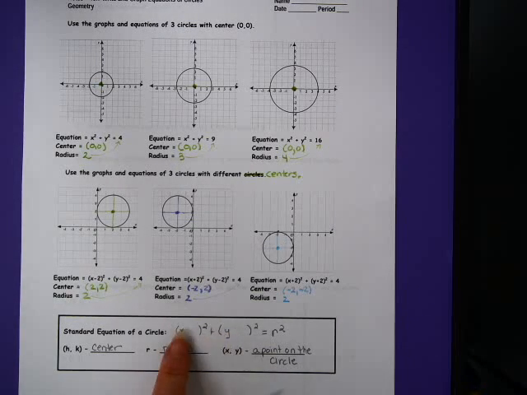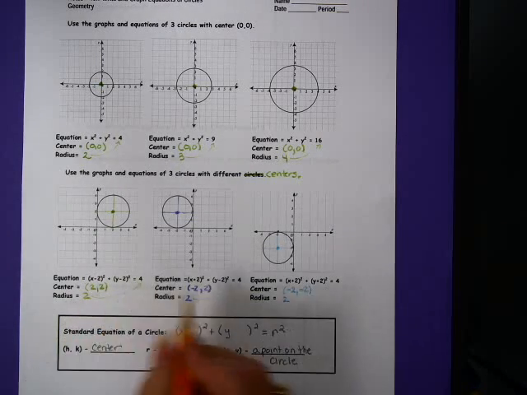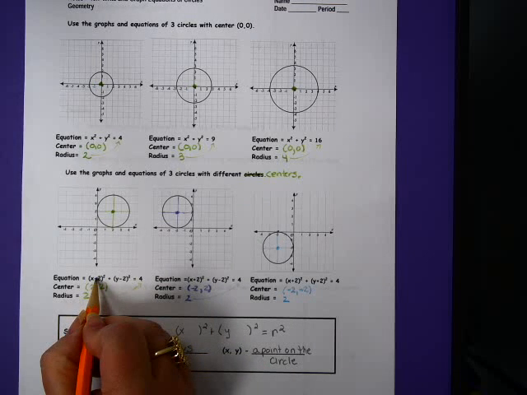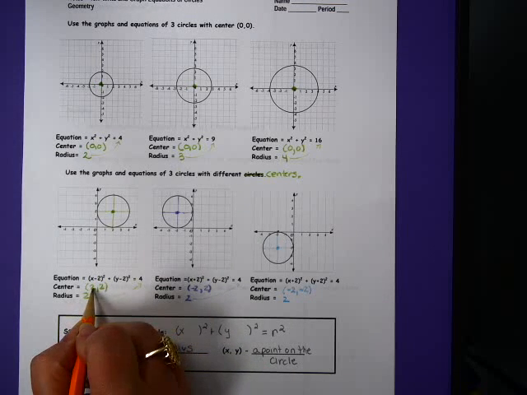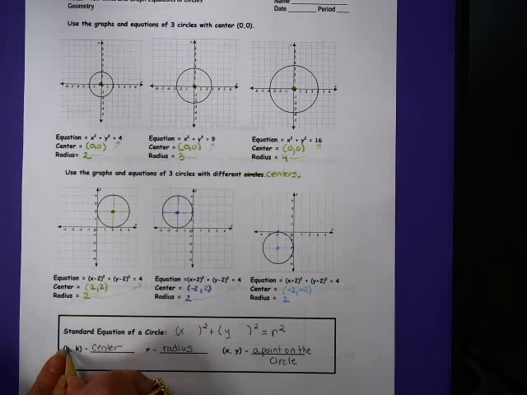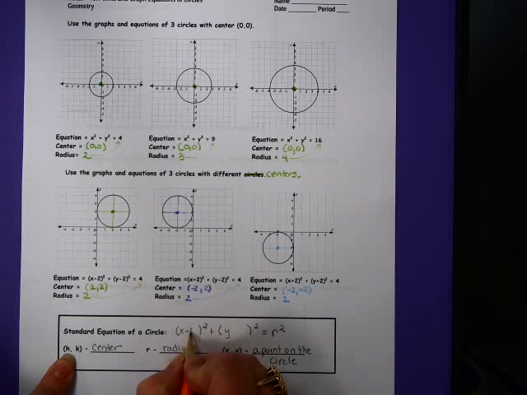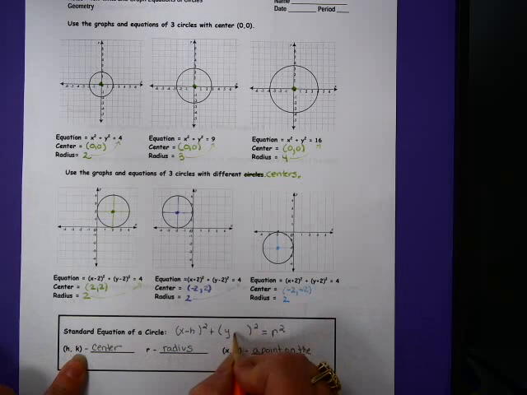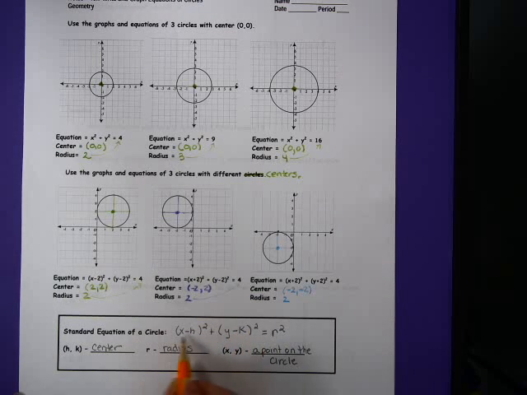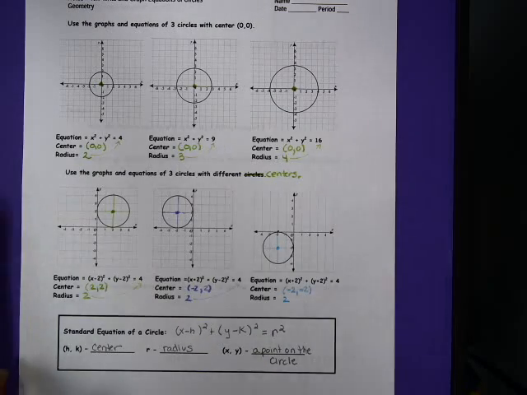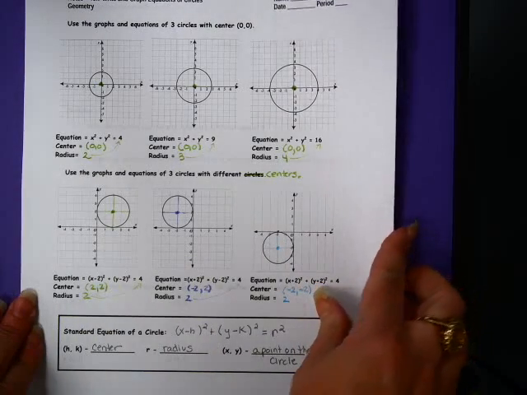Alright, so what do we put here? Well, it's always going to be subtracting the x-coordinate of our center, and the x-coordinate of our center is h. And so this one's going to be subtracting the y-coordinate. So this right here is our standard equation of our circle. Okay, next.